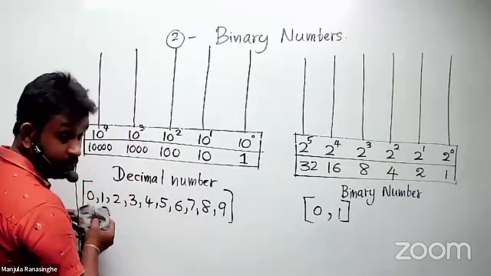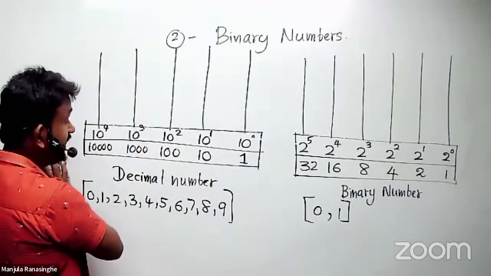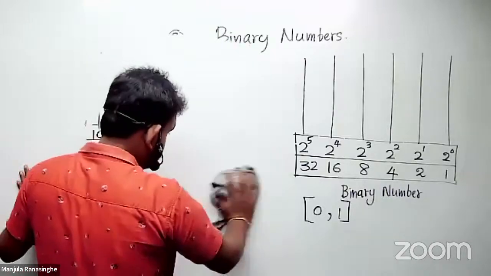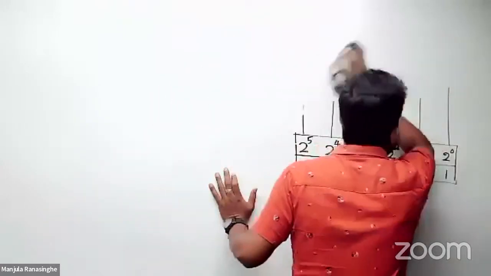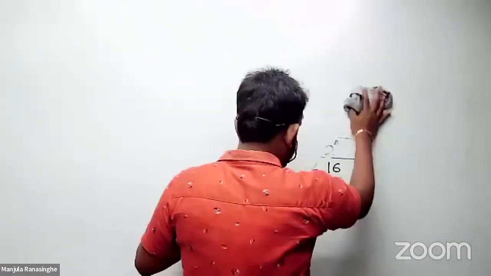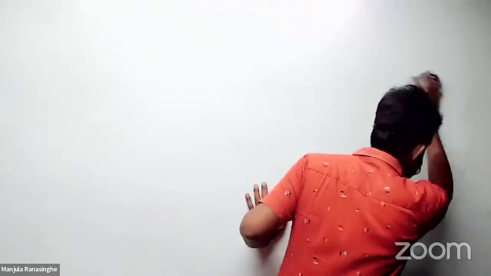Now we are moving to the next question. See there, I will erase this one. Right. So now write down the topic: converting decimal numbers to binary numbers.